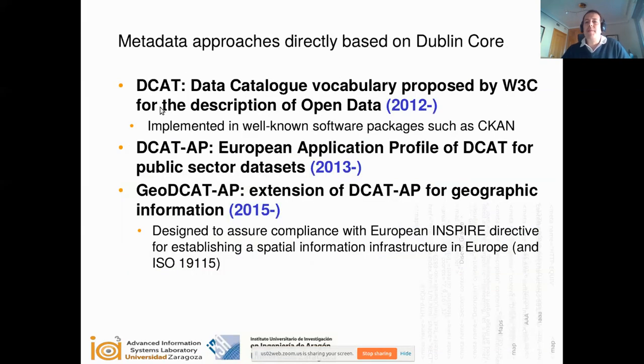And in this open data era, it's clear that Dublin Core is the basis for the vocabularies that we are using for the description of open data data sets. DCAT was established in 2012. The European Commission created a specific profile for the description of open data data sets in 2013. And even in 2015, the European Commission proposed an extension of DCAT-AP for geographic information that is called GeoDCAT-AP. And this extension was designed to assure compliance with the European INSPIRE Directive and also with the basic elements of ISO 19115.